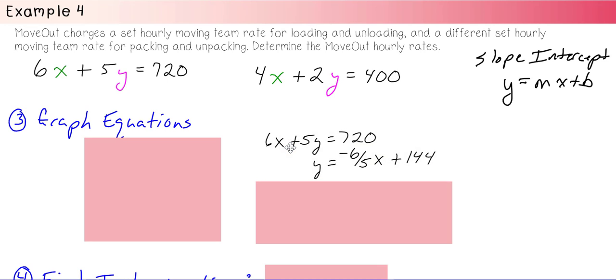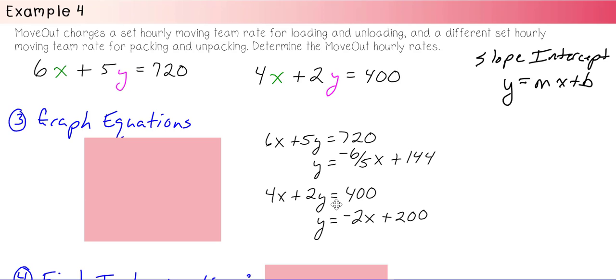So the 6x plus 5y equals 720. When we move everything over, we get y equals negative 6/5 x plus 144. For the second equation, when we move everything over, we would end up with y equals negative 2x plus 200. And just to show you step by step, just in case you need it, which you shouldn't, but I will show it just in case. So 4x plus 2y equals 400. We want to subtract the 4x first, and we end up with 2y equals negative 4x plus 400.